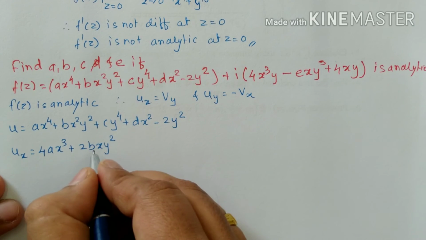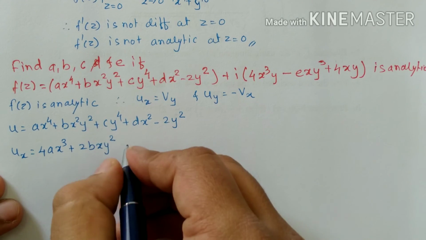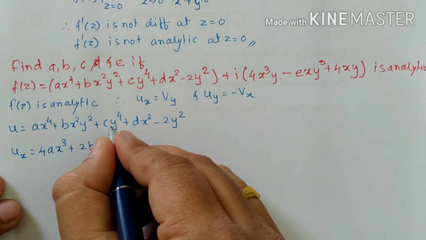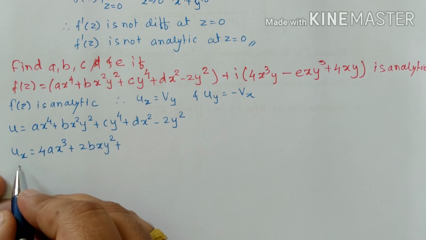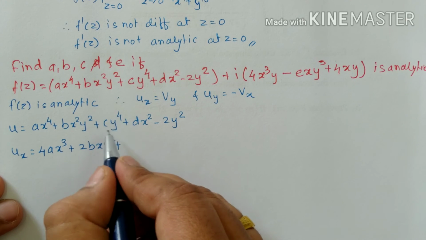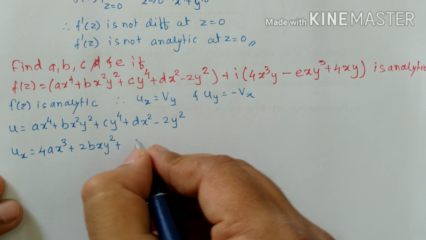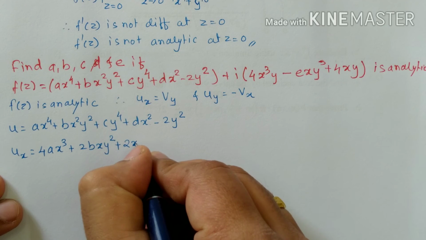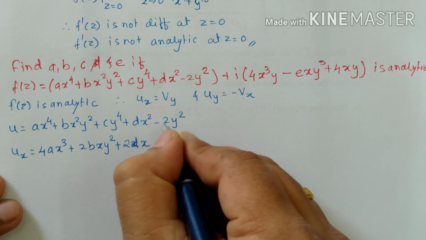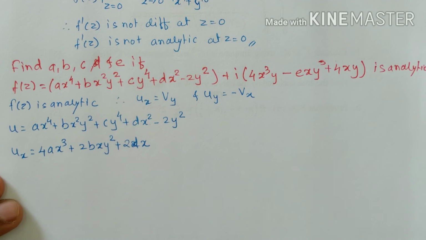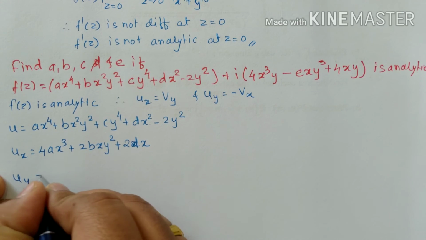The derivative of x square is 2x, the y square will remain the same. Plus the derivative of this is 0 because x is not present. See, I am taking a partial derivative with respect to x, so here x is not present, so the entire term will be treated as a constant. Plus dx square, the derivative of x square is 2x, so 2dx. Again the same, here x is not present, so the entire term will be treated as a constant, hence the derivative is 0.